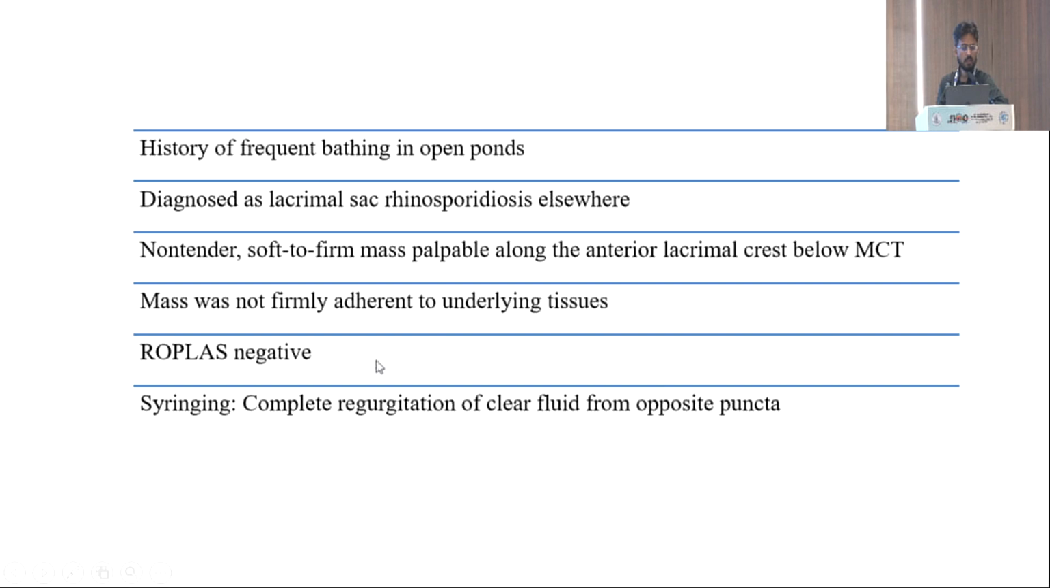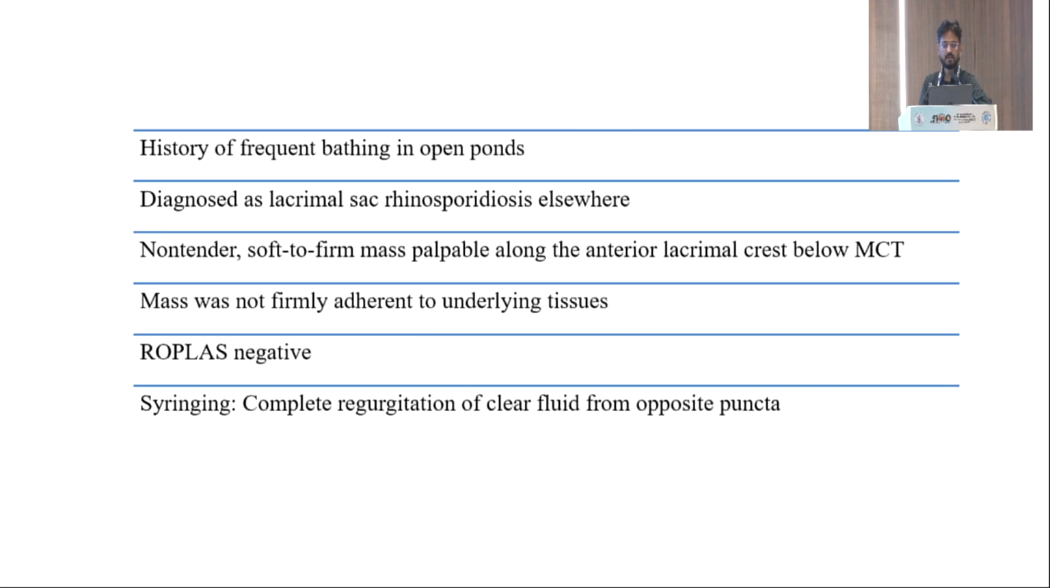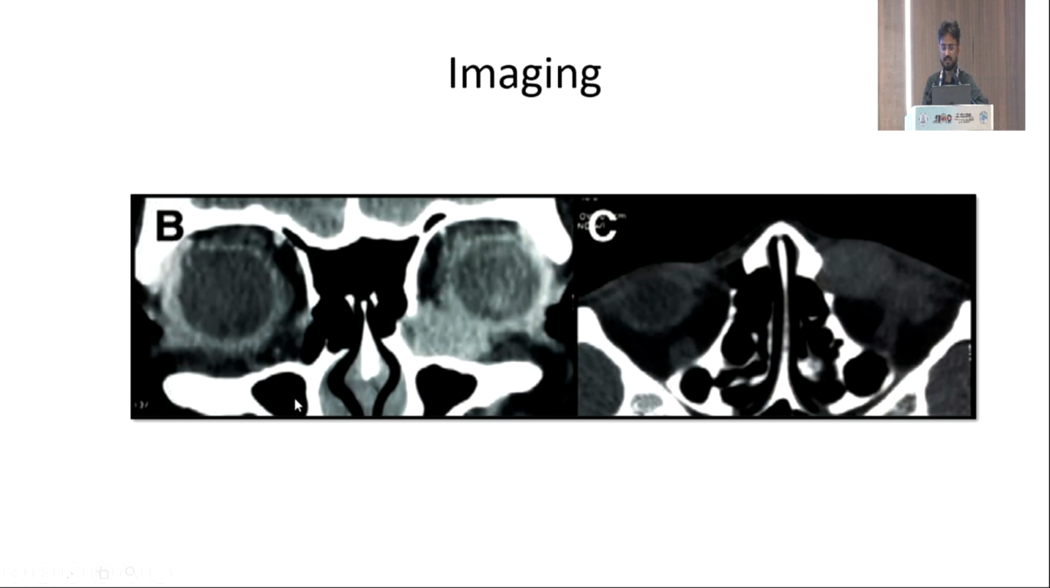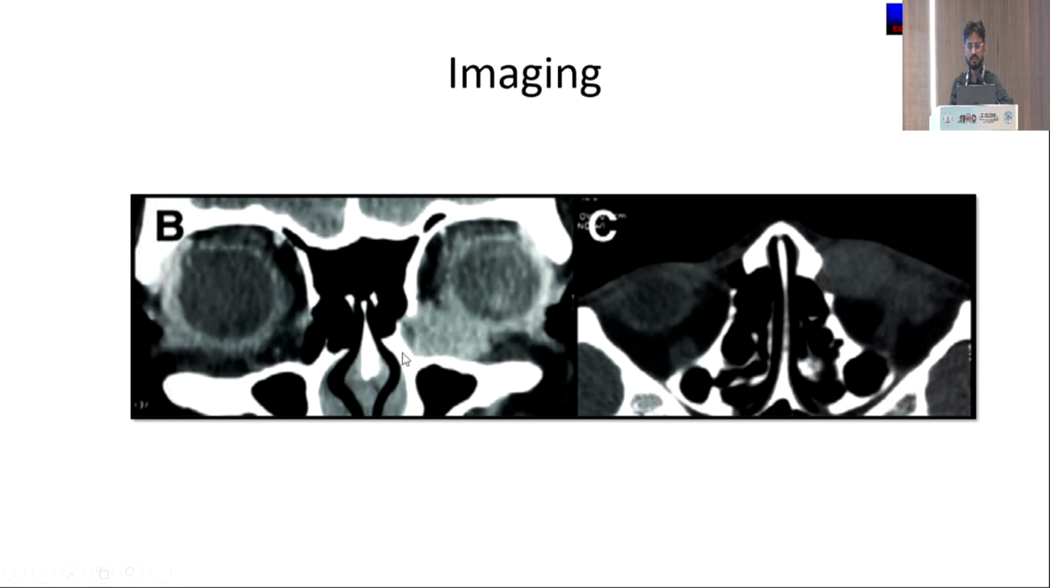The patient gave a history of frequent bathing in open ponds and had been diagnosed elsewhere as lacrimal sac rhinosporidiasis. Regurgitation test was negative, but syringing showed complete regurgitation of fluid from the opposite puncta. So we thought it might be a case of nasolacrimal duct obstruction, but since a mass was palpable, we did a CT scan, and this is what it showed: an irregular, ill-defined mass in the sac area.